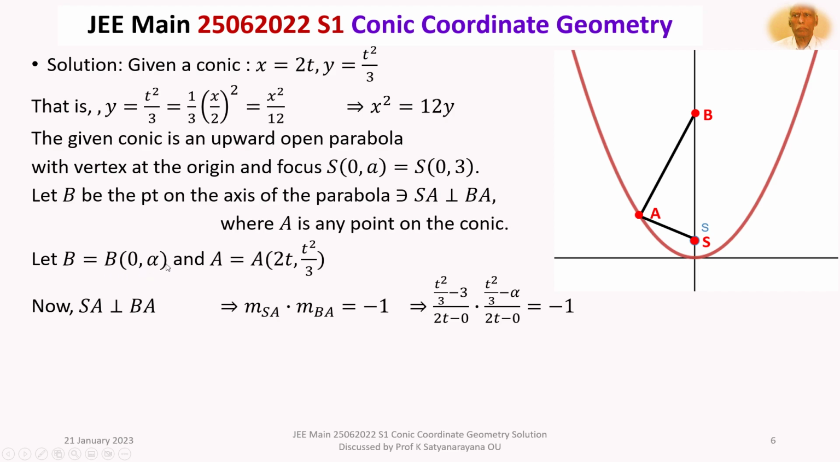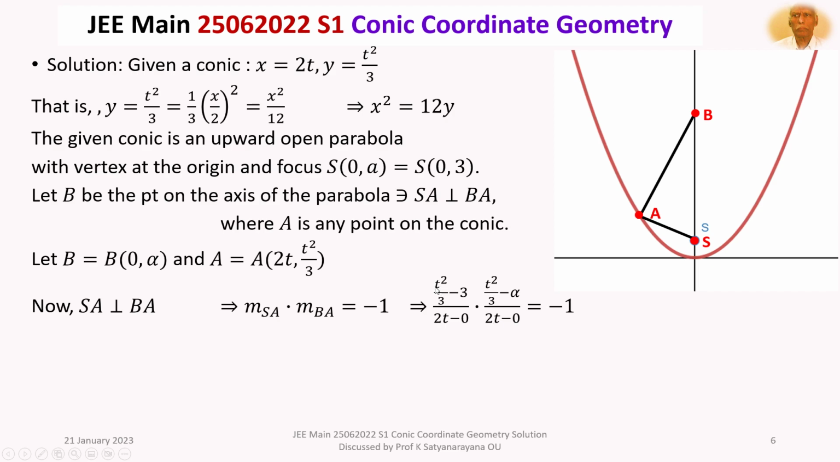So the coordinates of B are known, A are known. Therefore, the slope is given by t square by 3 minus alpha by 2t minus 0. The product is -1. In this, we take the LCM and write it as t square minus 9 by 3 by 2t. Here, LCM is taken: t square minus 3 alpha by 3 by 2t. That will be 3 into 3, 9 into 2t, that is 36t square.